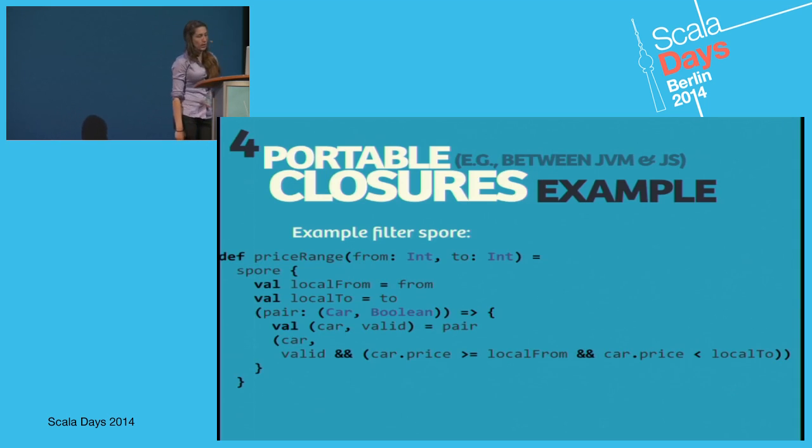This would be an example of one such filter spore. This one is for the price range, where your range is from and to. You abide by the spore rules, making sure that these things are local, because you do want to capture them and send them over the wire. And you basically do your filtering here. So this is your function, and this is your filter, and it's as simple as that.